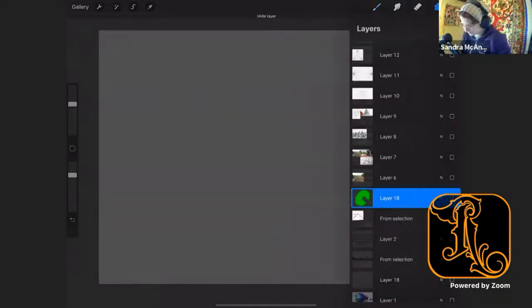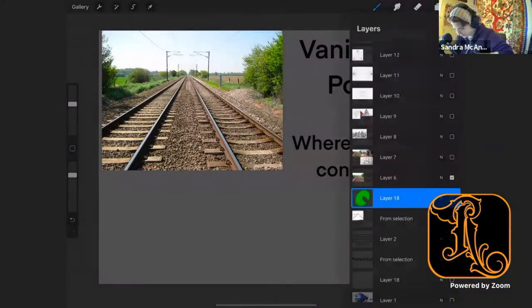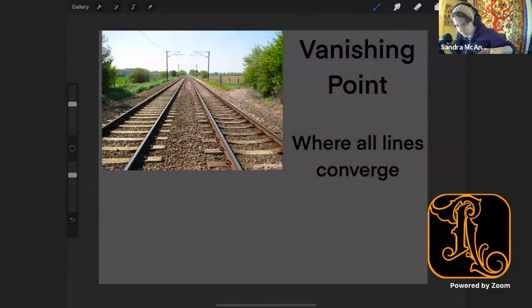Continuing on. We just went over this, but let's go over it again, because it's very, very important, and one of the first things you look for when you're drawing perspective. That's how you define what perspective it is. So your vanishing point, where all lines converge. Simplest question that everybody can answer: where is your vanishing point?